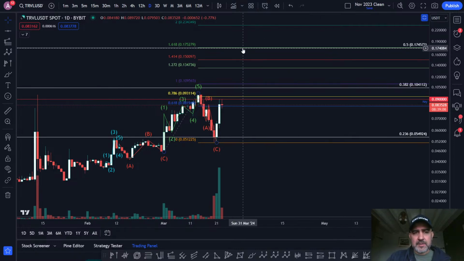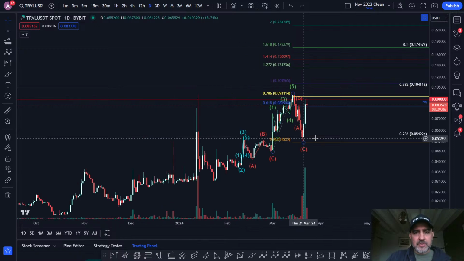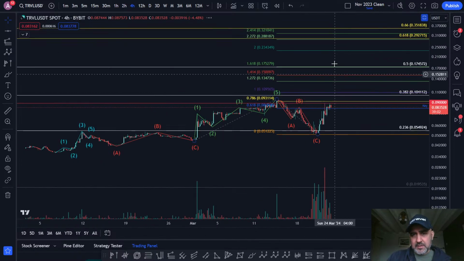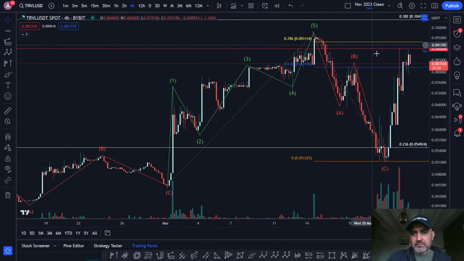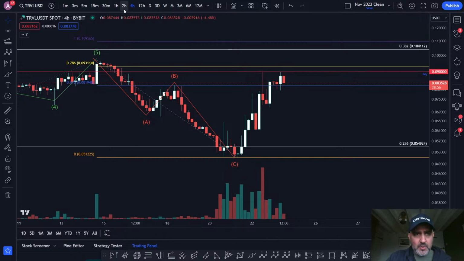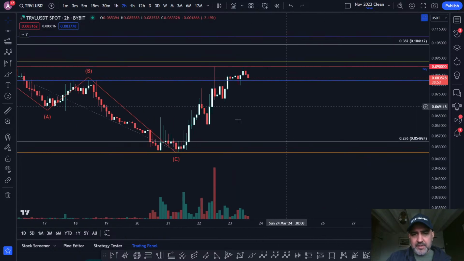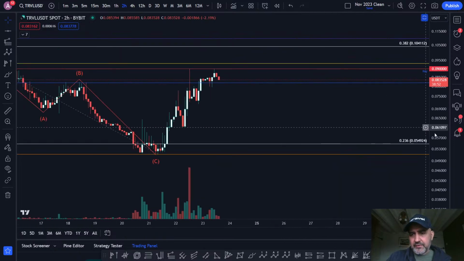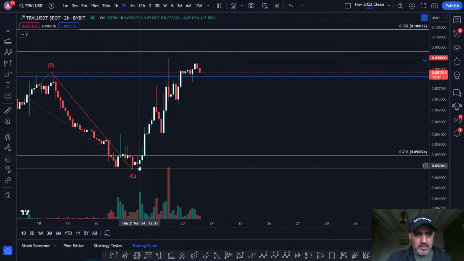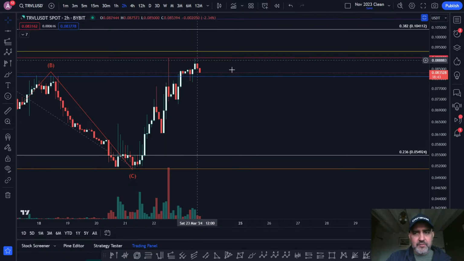So this is something to bear in mind. And then the other thing to bear in mind, even though I'm targeting the golden pocket, I think I want to see the waves. So we are in a bullish impulsive wave. There's going to be 5 waves: 1, 2, 3, 4, 5.